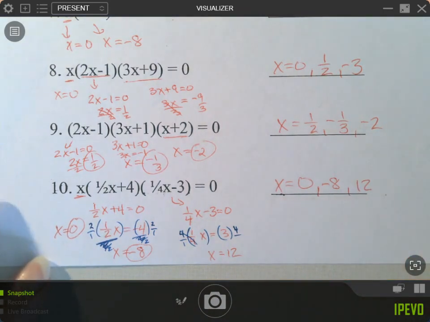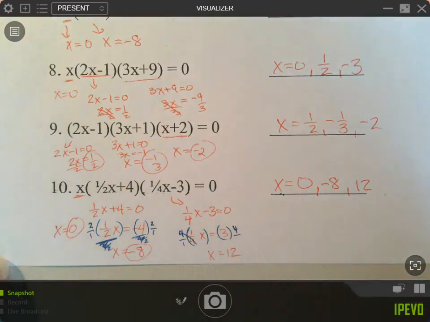Okay, so are we all... Do you understand that this was already pre-factored for us, and then we just had to look at what would make them zeros?